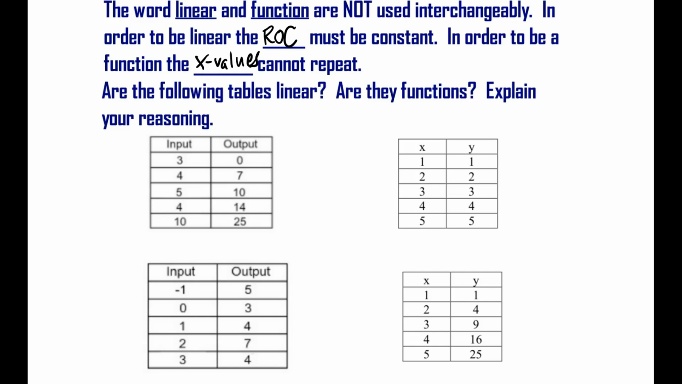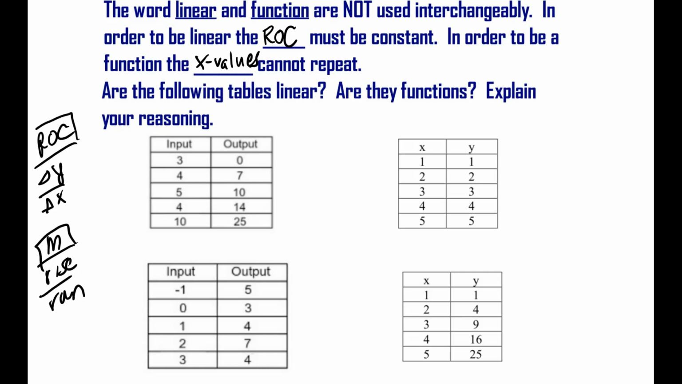So, are the following tables linear? Are they functions? Explain your reasoning. So, let's start with linear. How do we find rate of change? Rate of change. Yes, you're writing this down. Change in y over change in x. And rate of change is the same thing as what? Slope, which is rise over run.